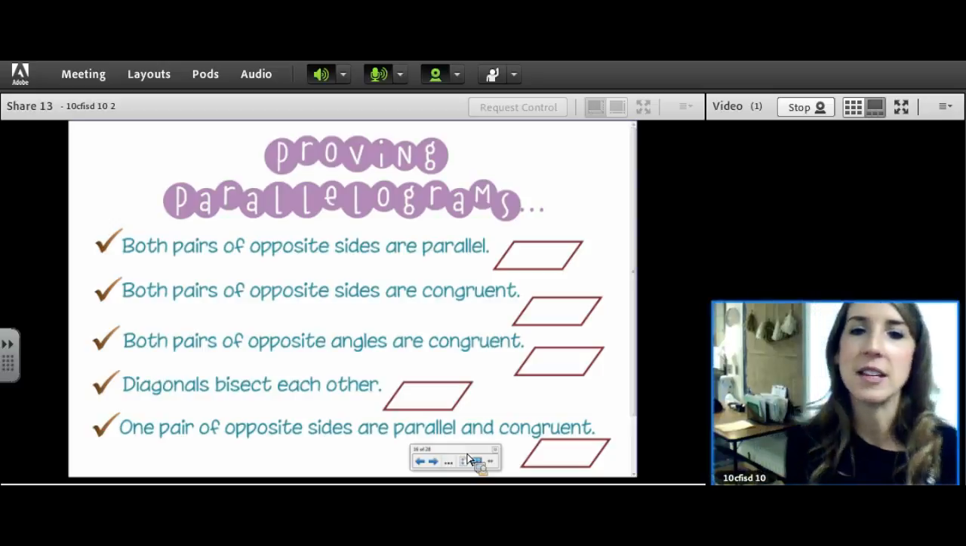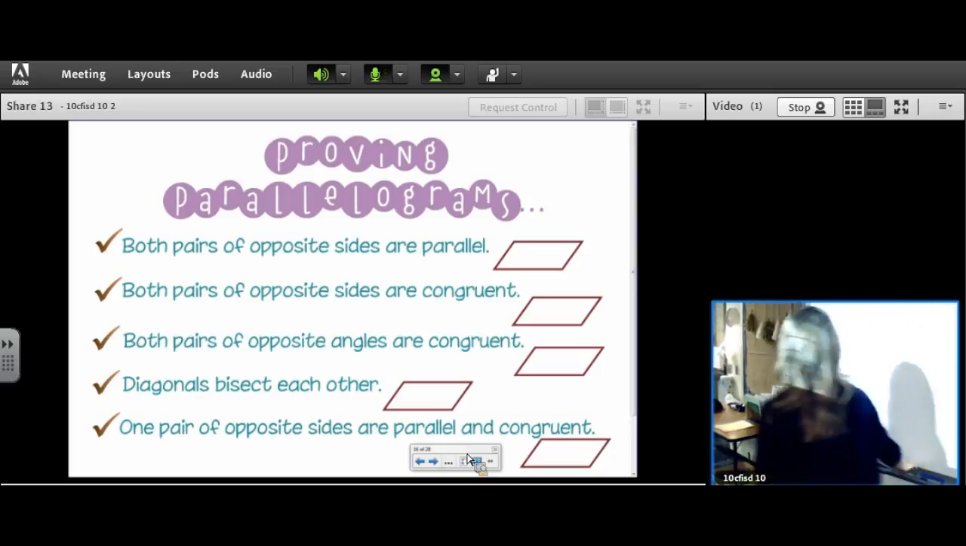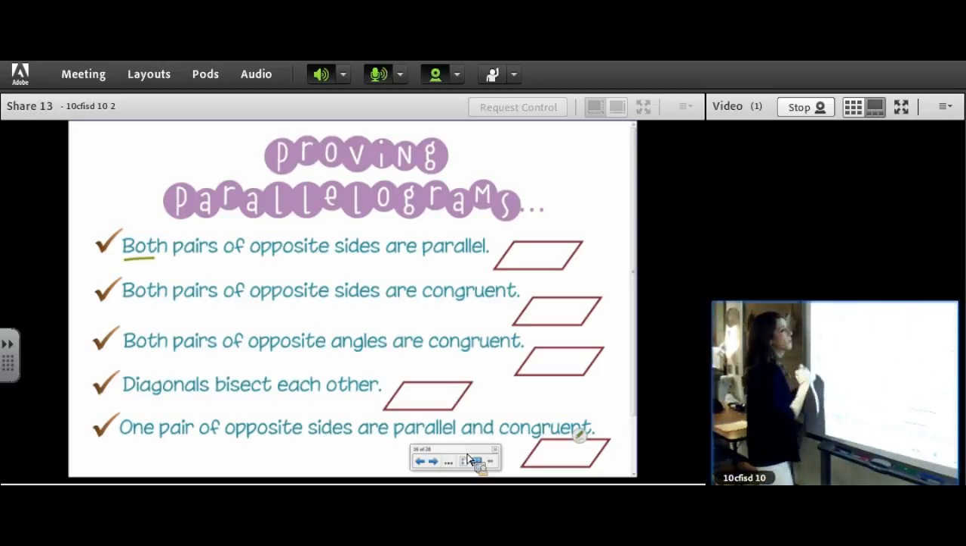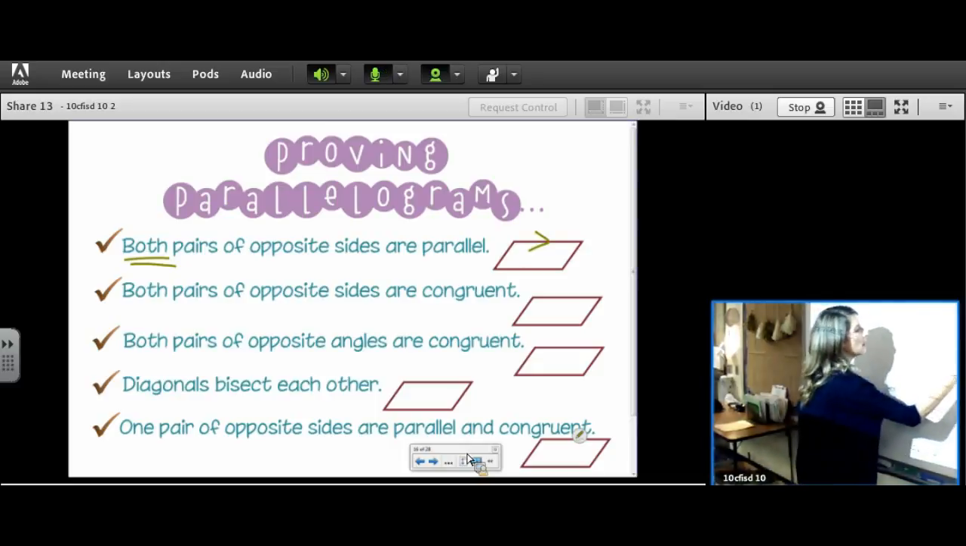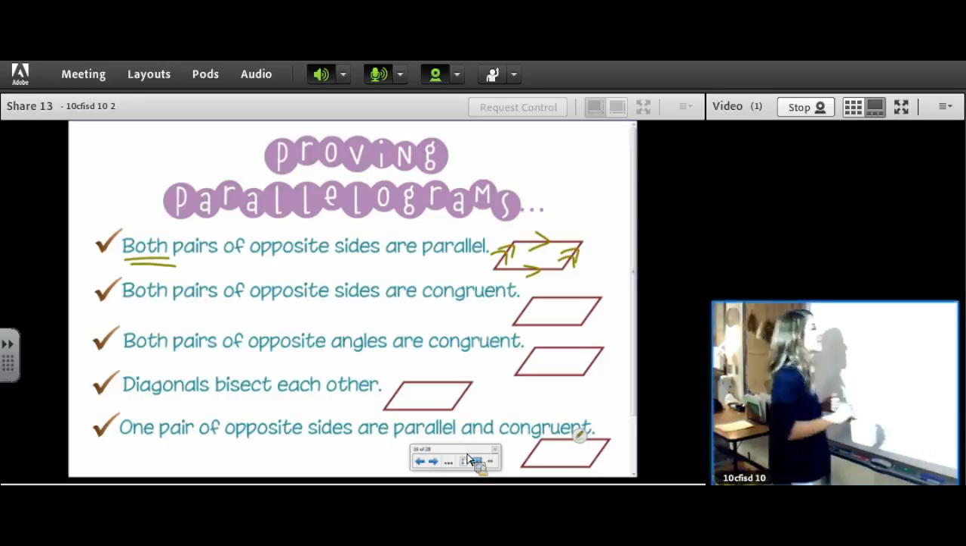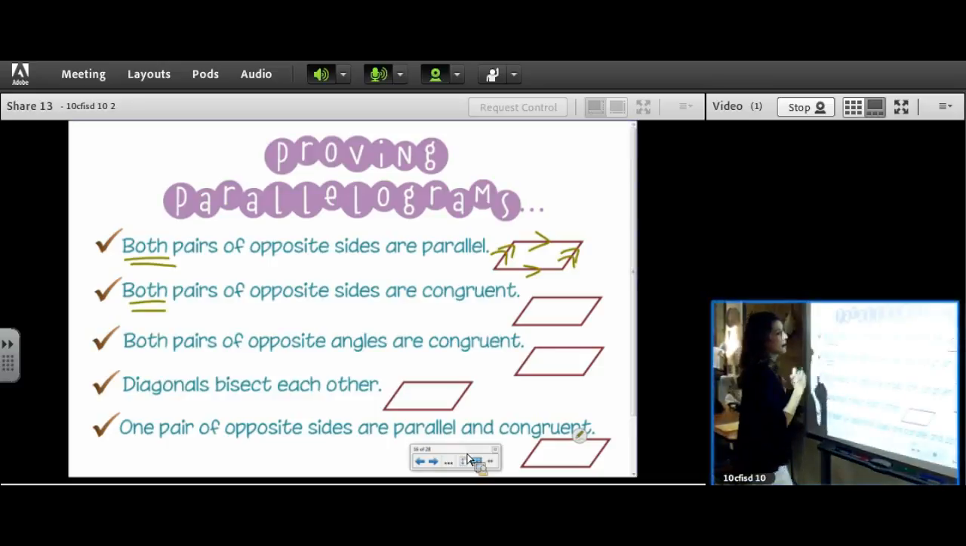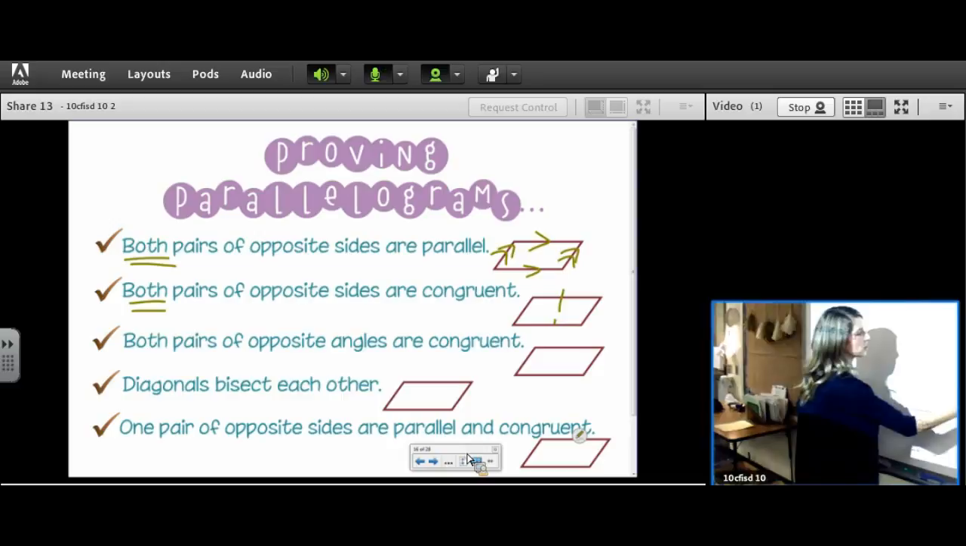Okay, let's talk about these. This word is so important. Both pairs of opposite sides need to be parallel. If you do not see arrows on both sides, nope, you're not in the clear yet. Both pairs of opposite sides congruent, not just one.